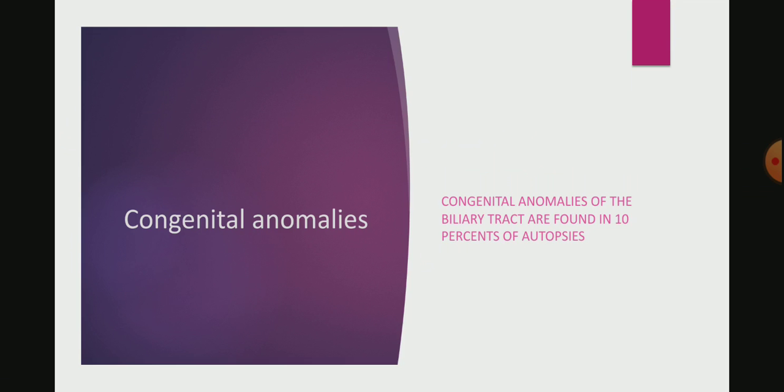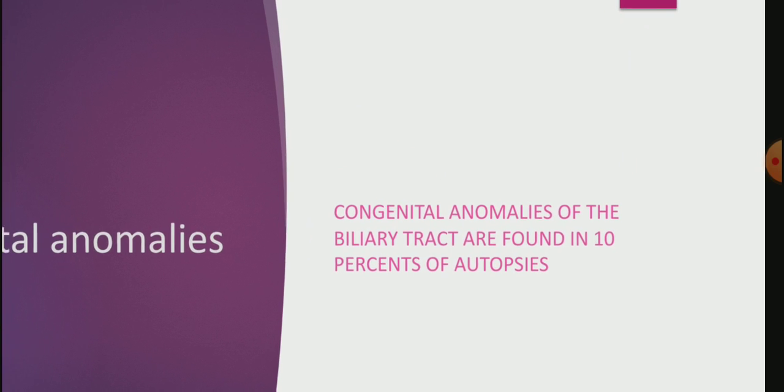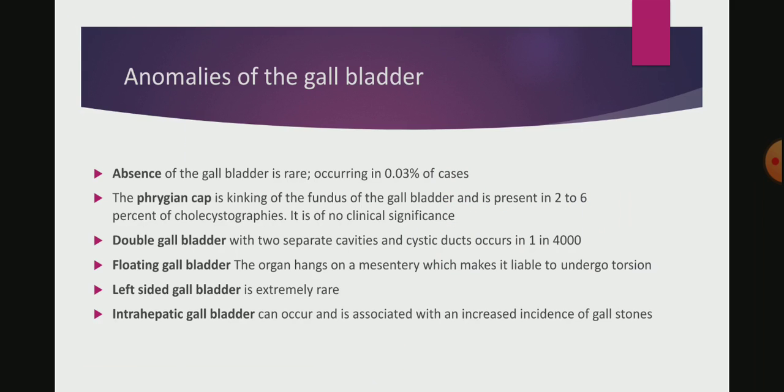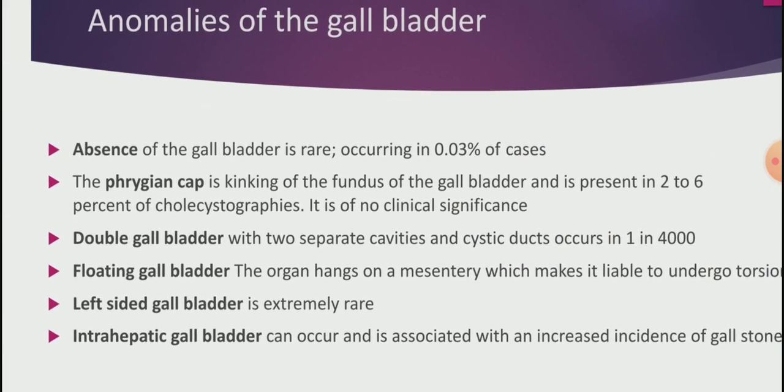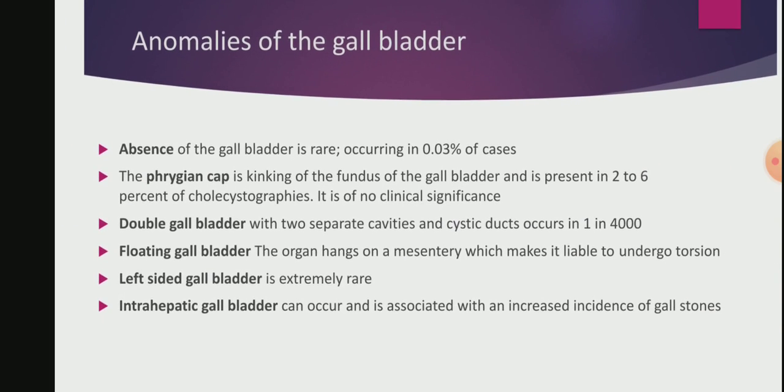Now we will start the congenital anomalies. Congenital anomalies of the biliary tract are found in 10% of autopsies. Anomalies of the gallbladder: it can be absence of the gallbladder, which occurs in 0.03% of cases. Phrygian cap, double gallbladder, floating gallbladder, left-sided gallbladder is extremely rare, and intrahepatic gallbladder can occur and is associated with an increased incidence of gallstone.